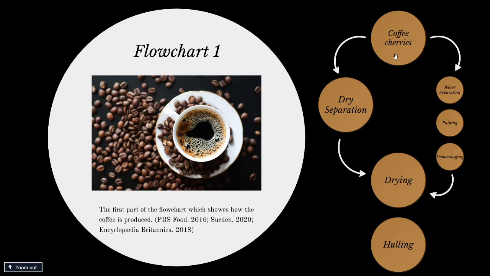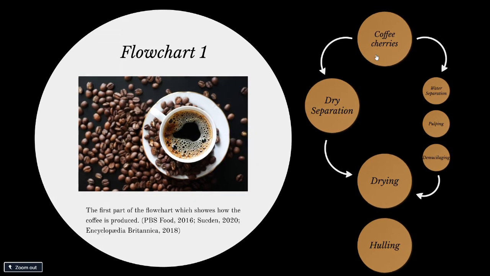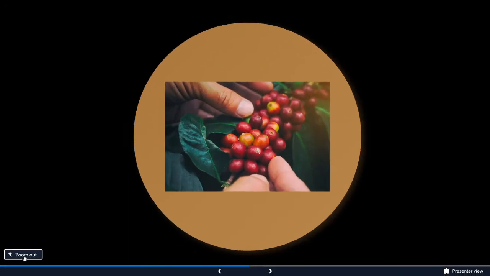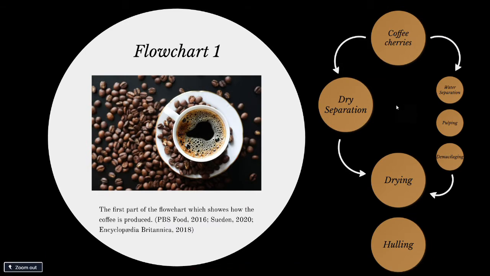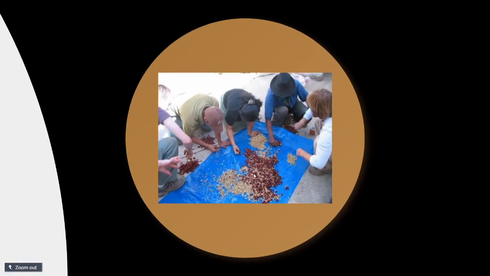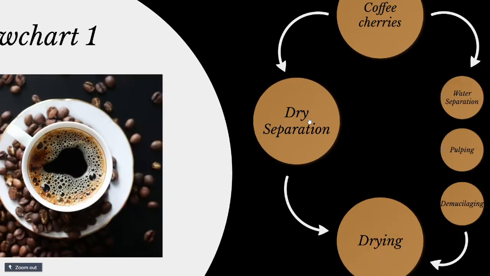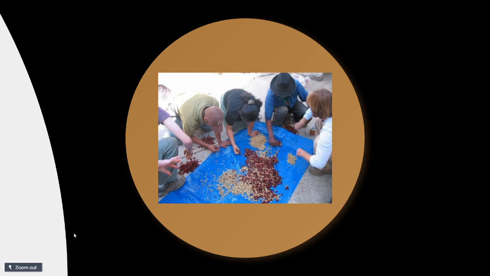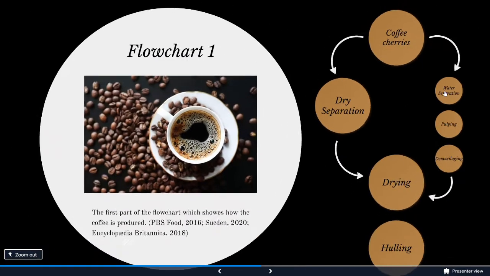Here we can see coffee cherries as a picture. That's how coffee cherries look at the beginning when you have just collected them. After that, there are two ways the separation may be done, either dry separation or water separation. The first one is done by hand, and as you see, different coffee cherries are split by people into different groups. Basically, that's how they were separated.